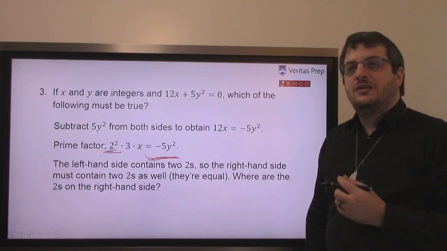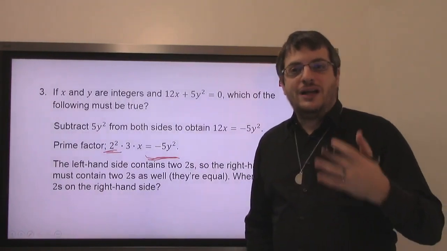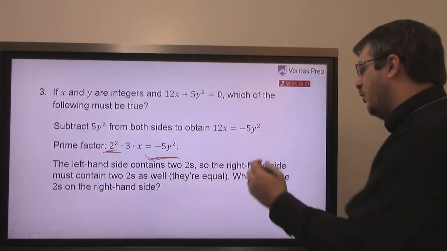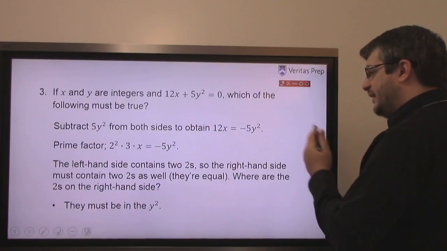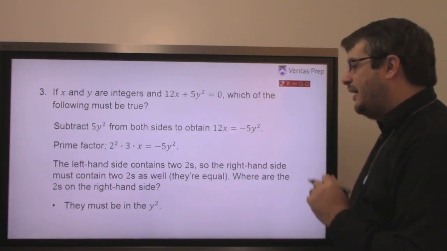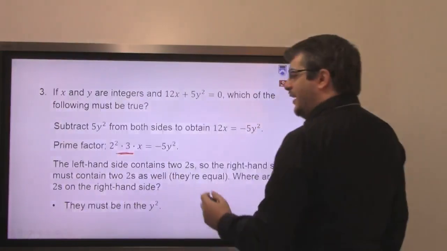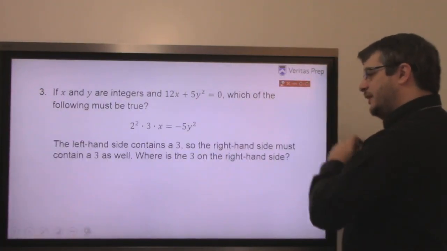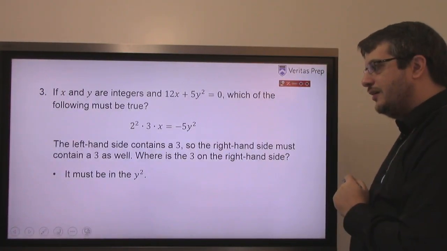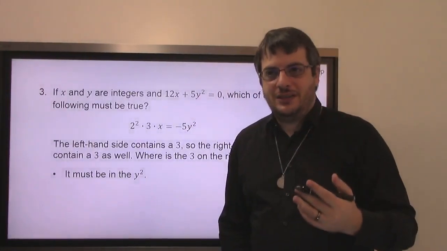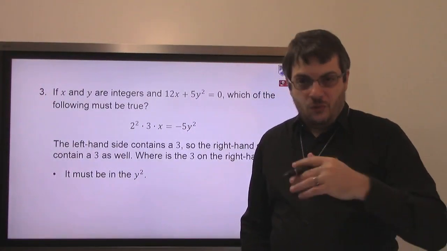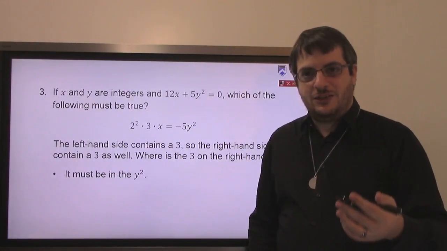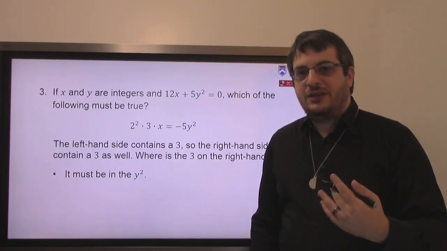They must be in the y, right? Or at least they must be in the y squared, right? Y squared must contain 2 2's, and therefore y must contain a 2, right? Y has to contain a 2, and that's fine. Y squared will contain 2 2's. In a similar way, on the left-hand side, there is a 3, and therefore on the right-hand side, there must be a 3, also in the y. But here's the thing. If y squared contains a 3, then y had to contain a 3. Because you can't make a 3 by squaring something. In number theory land, it's all integers. So we're going to need a 3 in the y.